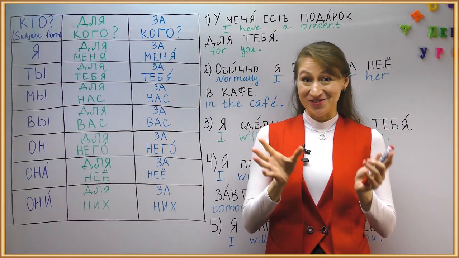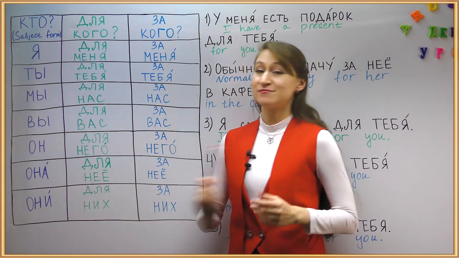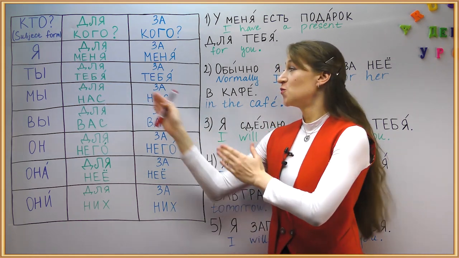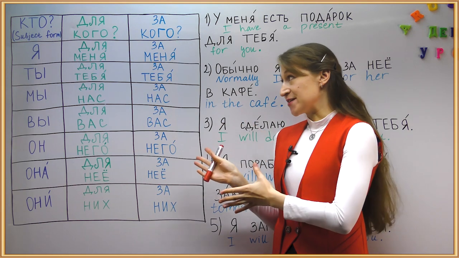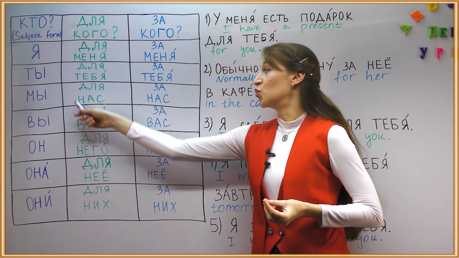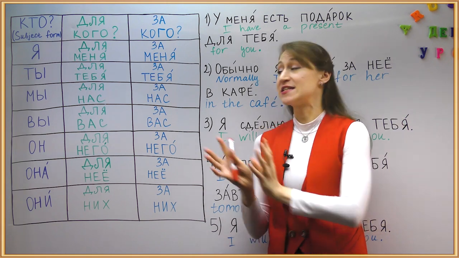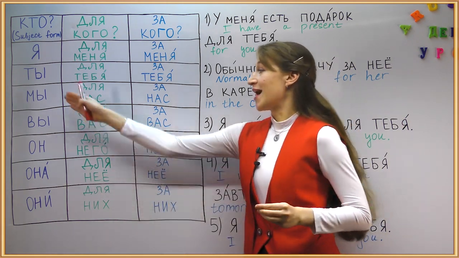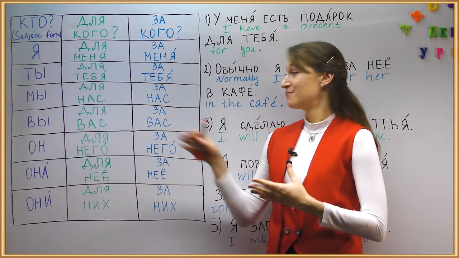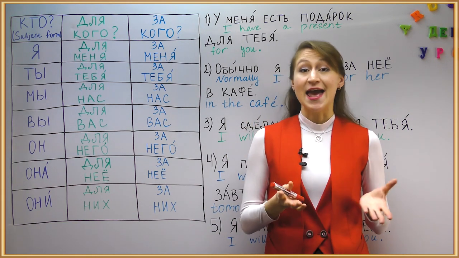So before we actually look at the difference, let's look at this chart. Here we have personal pronouns and their forms that follow these prepositions. In Russian, when we use prepositions, we also change the words that follow them. So a preposition influences the word that follows, a pronoun or a noun. First, we will talk about pronouns used after these prepositions. Then we will practice masculine and feminine animate nouns.